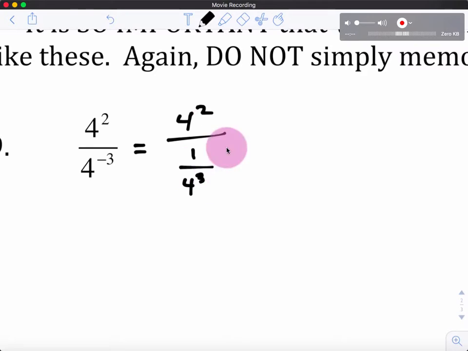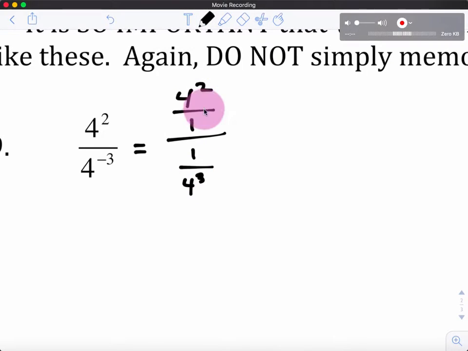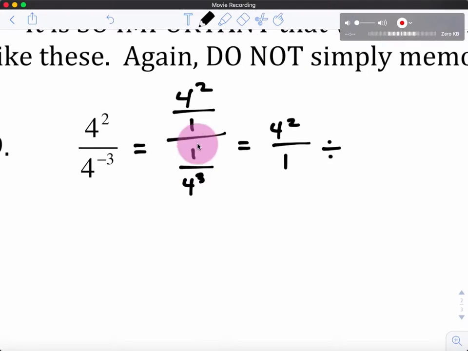So now what we've got here is one of those kind of awkward fractions, if you will. I don't like those awkward fractions. So what I'm going to do is write this numerator, 4 to the 2nd, as 4 to the 2nd over 1. Okay, so now we've got a fraction over a fraction, which I'm going to write. Now, I know we rarely ever use this notation, but check this out. I'm going to do it just because it might help. We have this fraction divided by this fraction.